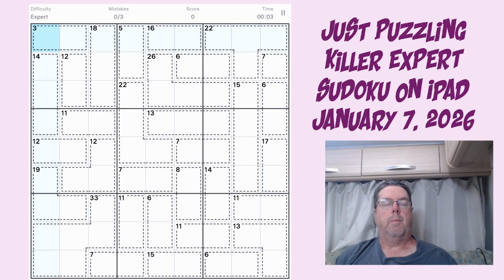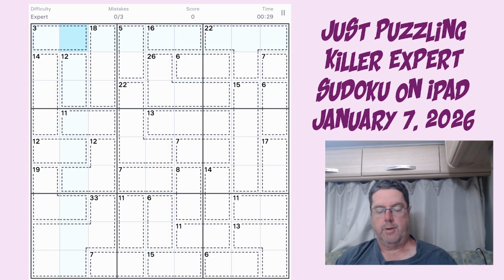Thank you for joining me for this Killer Sudoku that I do at the expert level on my iPad. I'll go through the rules of Sudoku, then I will tell you how the cages influence that, and then I will start the puzzle. There are 9 columns, 9 rows, and 9 boxes in a Sudoku. In each of the rows, columns, and boxes we need the unique numbers 1 through 9. Pretty much the puzzle. We're looking for the intersection point.